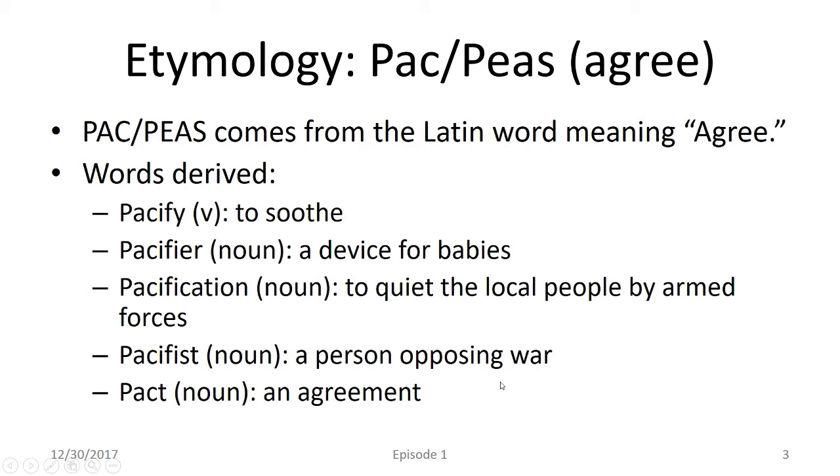It's a person opposing war. So I could say my friend was a pacifist in his approach. The fifth word we derive is pact, which is a noun. It means an agreement. So I could say that the pact made by me and my father was broken.